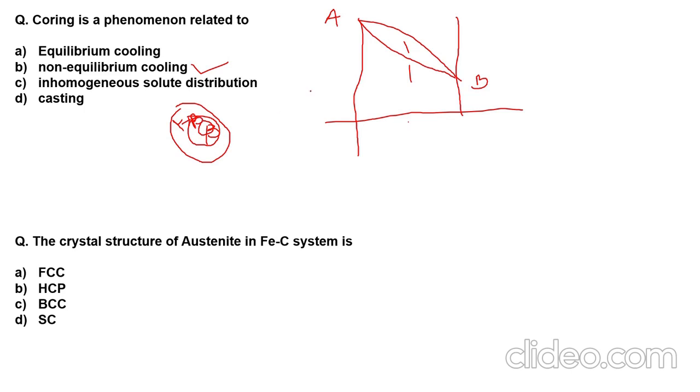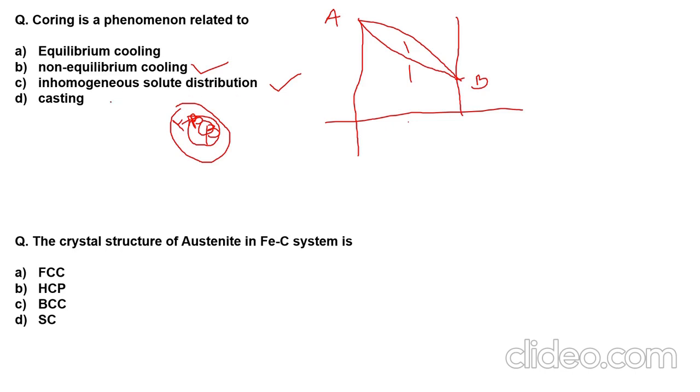This could be because of the large difference between the melting points of A and B, and it would result in an inhomogeneous solute distribution, because you will have nucleation sites for the low melting point phase to occur, and then B atoms will solidify first, then the A atoms. So this will result in inhomogeneous solute distribution. That is also possible. Coring is also related to non-equilibrium cooling, because there will be a temperature gradient when you have an inhomogeneous solute distribution.